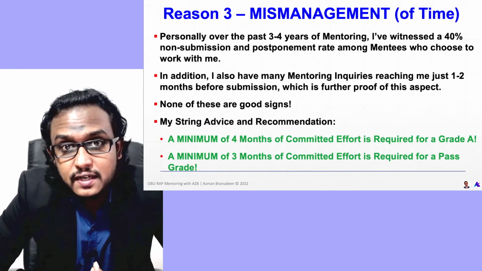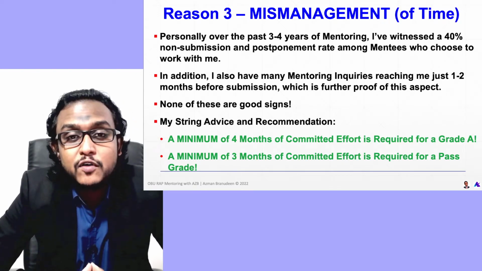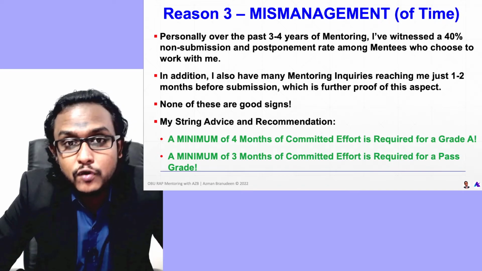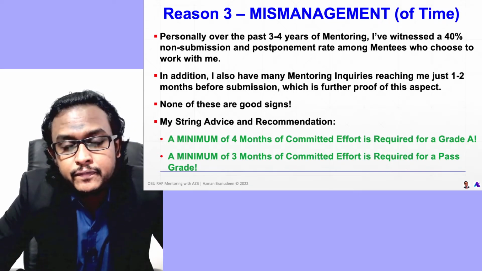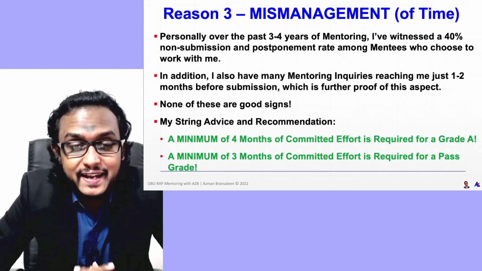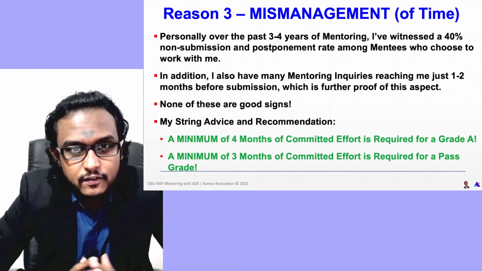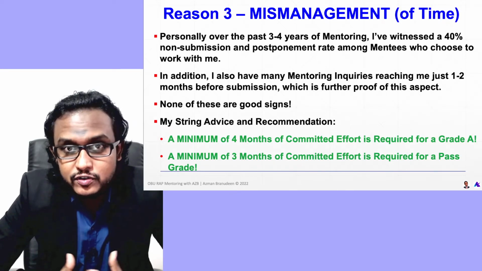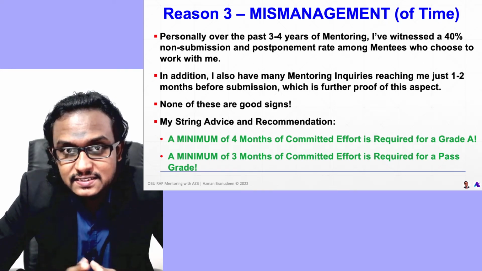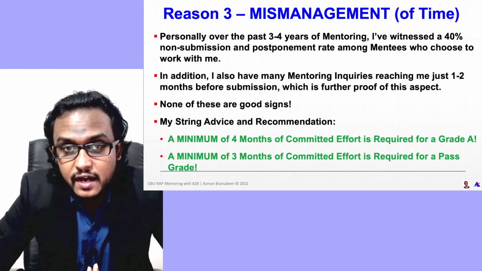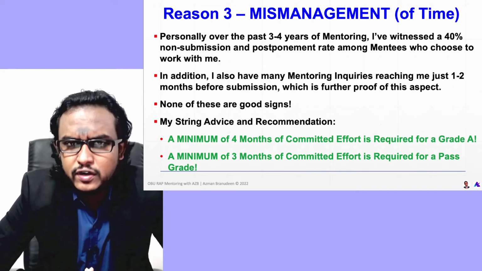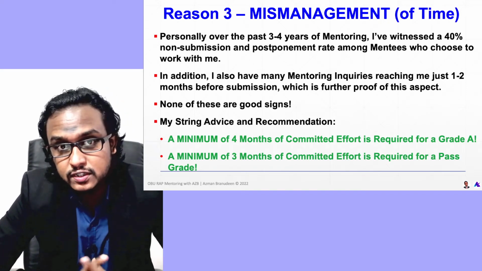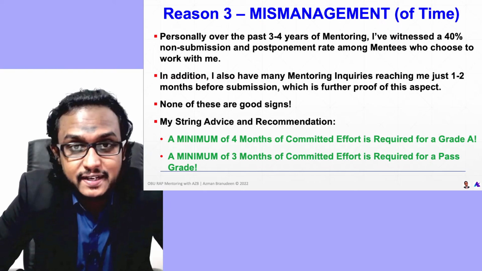My strong advice and recommendation here is a minimum of 4 months. 4 months of committed effort is required for a grade A, a minimum, mind you. Every candidate I have worked with who has got a grade A, unless the rare case of phenomenal writing and good research capabilities, unless they possess those kind of extraordinary skills, which is not extraordinary in and of themselves, but extraordinary only considering those areas. So this is not a judgment about the quality of the person in any manner.